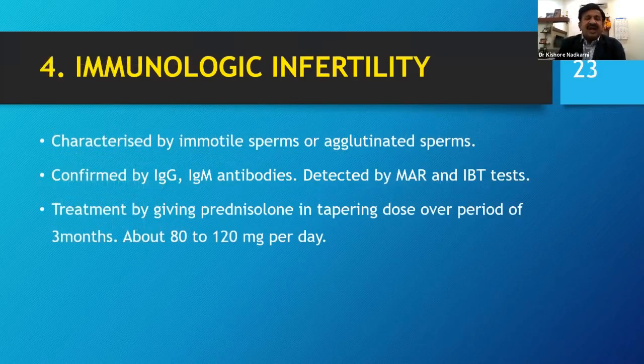Immunological infertility is confirmed by IgG, IgM antibodies detected by MAR test. And we give prednisolone in tapering dose. I'm a little scared to give 160 milligrams of prednisolone. I give prednisolone 20 or 40 milligrams depending on the body weight, 4 times a day, 3 times a day, twice a day, and once a day, tapering over a 2 to 3 month period.